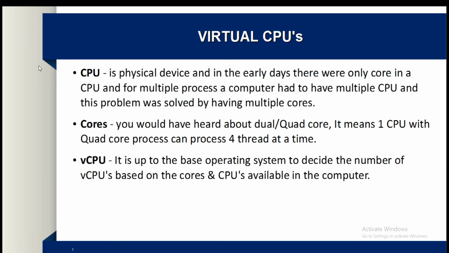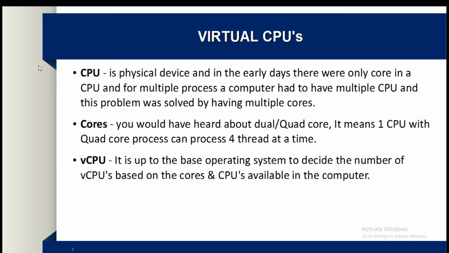Another one is virtual CPUs. A CPU is a physical device, and in the early days there was only one core in a CPU, and for multiple processes a computer had to have multiple CPUs. This problem was solved by having multiple cores. Next is cores. You have heard about dual and quad core. When you are buying a laptop or desktop computer, you will see quad core and dual core processors. It means one CPU with a quad core processor can process up to 4 threads at a time.